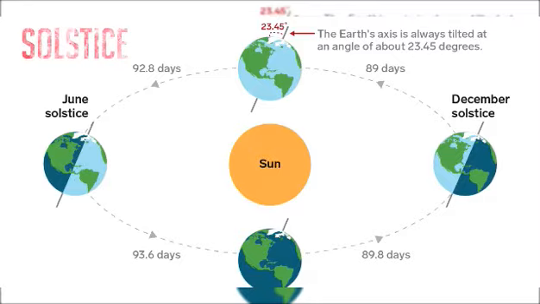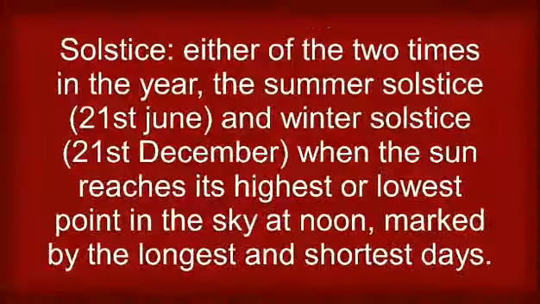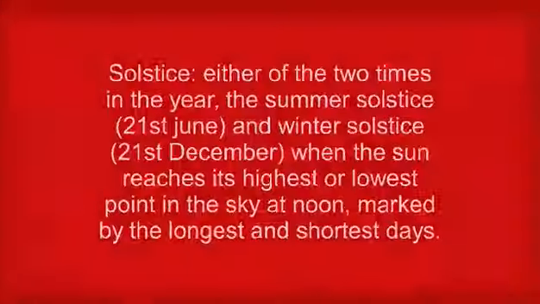Let's take a review of all important terms we used in chapter number 1. Our first topic is solstice. Solstice: either of the two times in the year, the summer solstice on 21st June and the winter solstice on 21st December, when the sun reaches its highest or lowest point in the sky at noon, marked by the longest and shortest days.